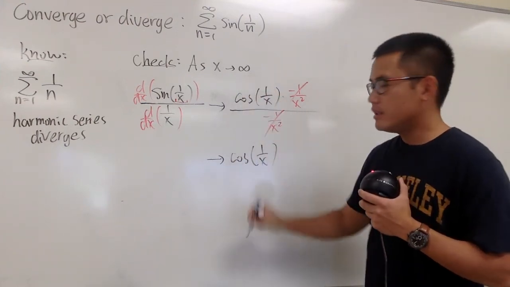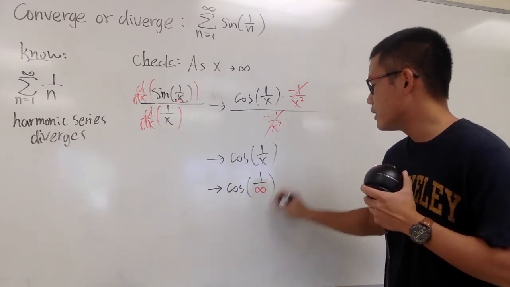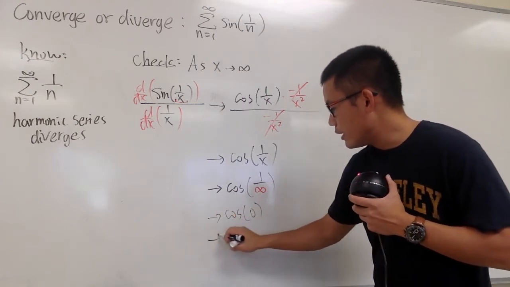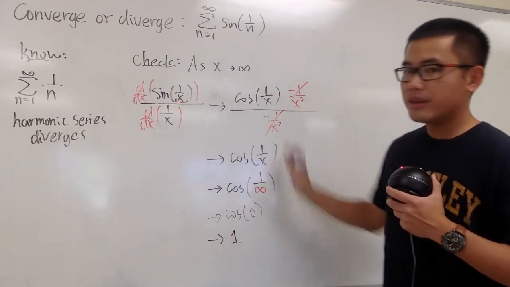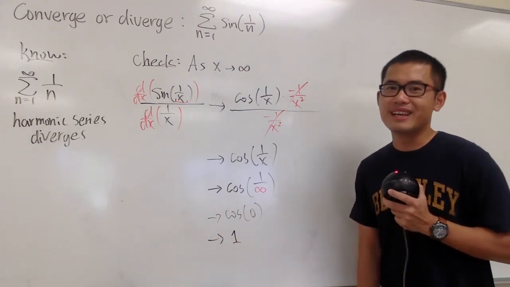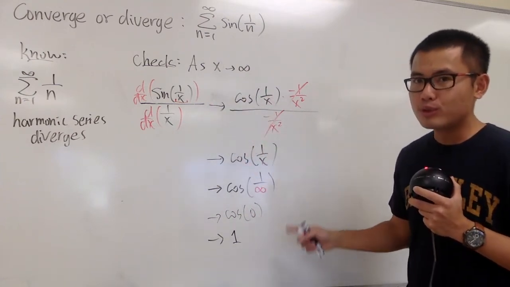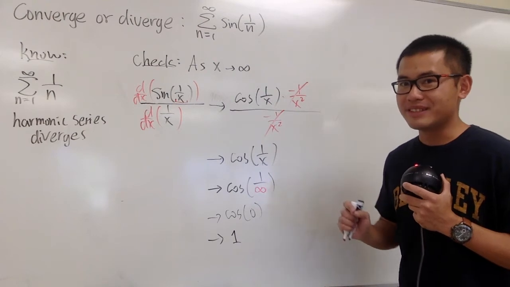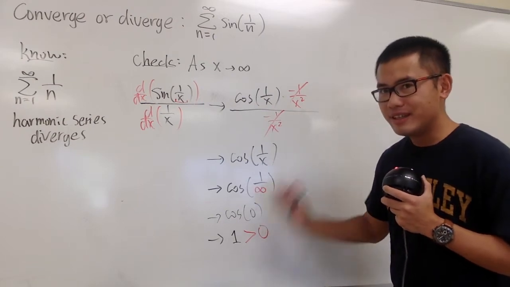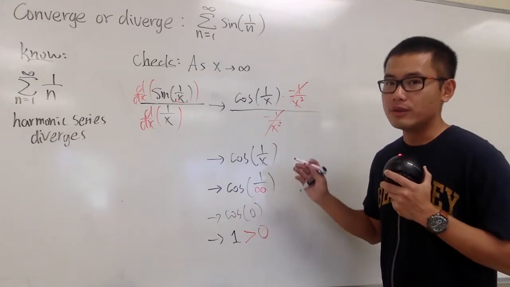And as x goes to infinity, depending on how much work you want to show, you can write this down as cosine of 1 over infinity, which is approaching 0 inside, so this is cosine of 0. And we know cosine of 0 is 1, so the whole thing right here will approach 1. And now what? Is this a good number to work with or not? Yes, it is. Every time after the result of a comparison test, the limit comparison test to be specific, as long as this number is bigger than 0, then this is a good number to use.